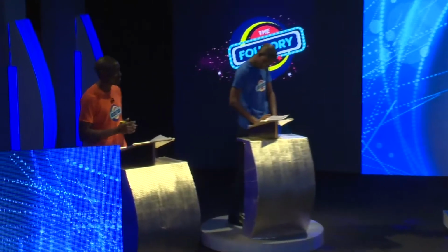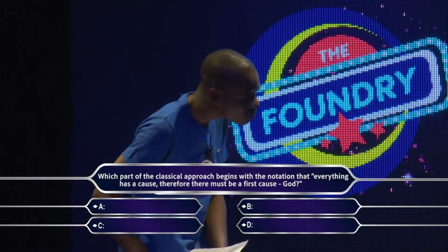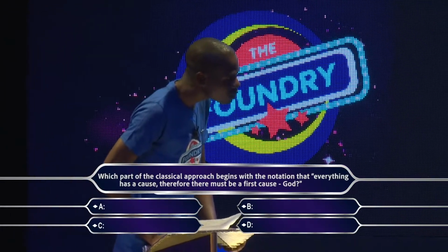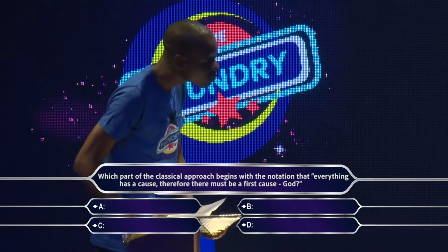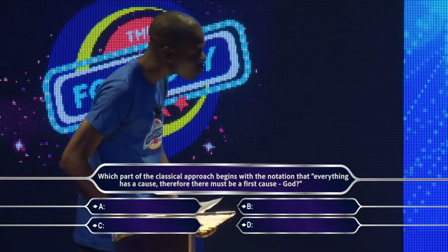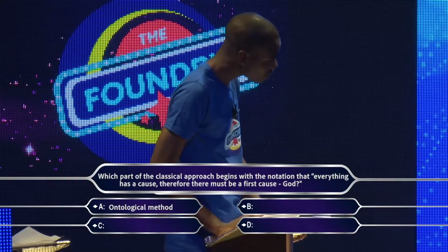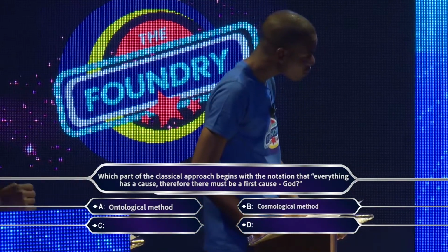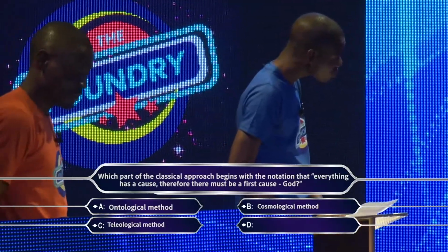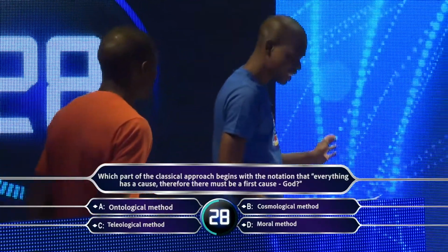Question 13. Which part of the classical approach begins with the notation that everything has a cause? Therefore, there must be a first cause, and that first cause is God. Now, the options: A, ontological method. B, cosmological method. C, teleological method. And D, moral method.